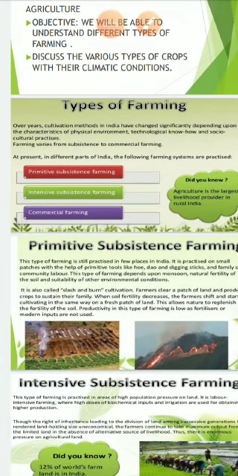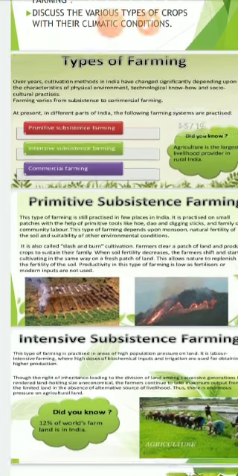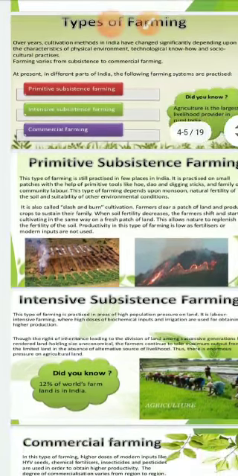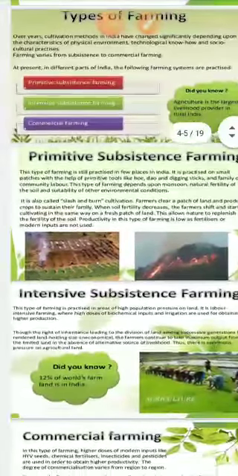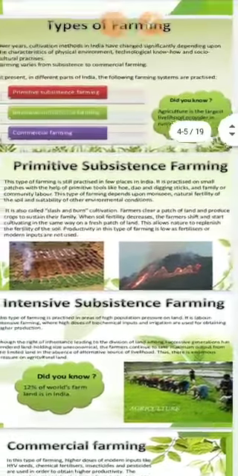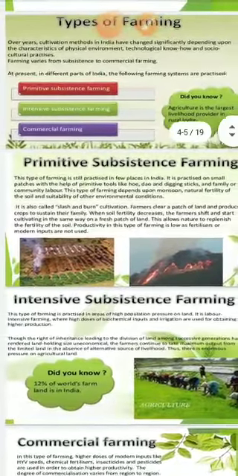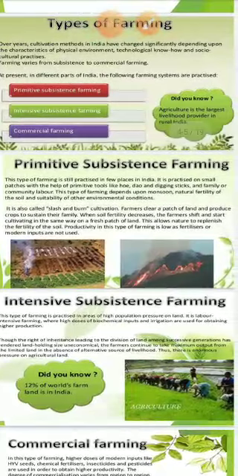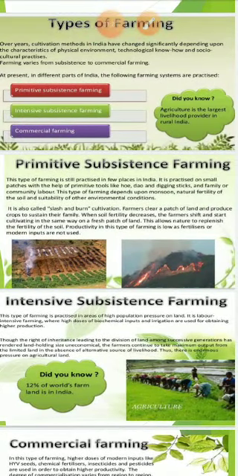Then intensive subsistence farming: wherever we have high population, in that area we are practicing intensive subsistence farming. Then commercial farming is for raw materials for industry, for that kind of purpose. Primitive subsistence farming is still practiced in a few places in India. It is practiced on small patches with the help of primitive tools like hoes, daos, and digging sticks, and family or community labor.